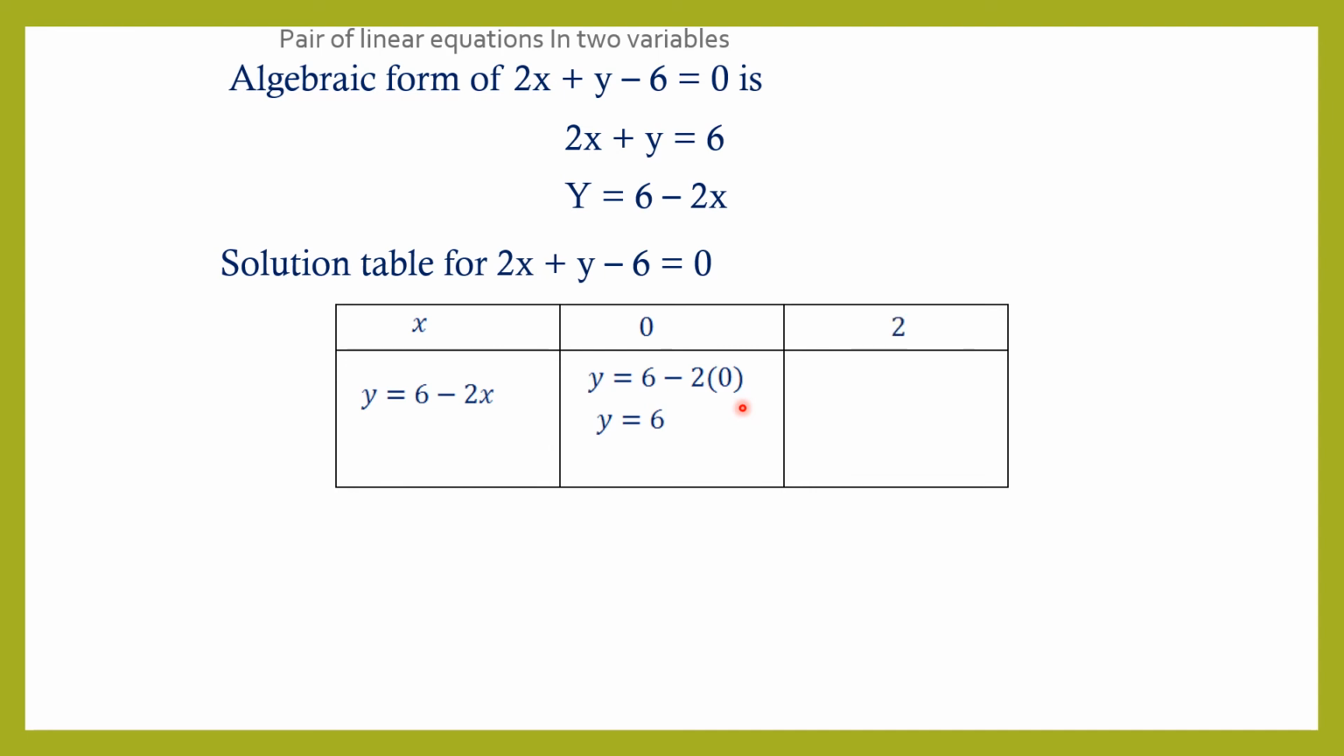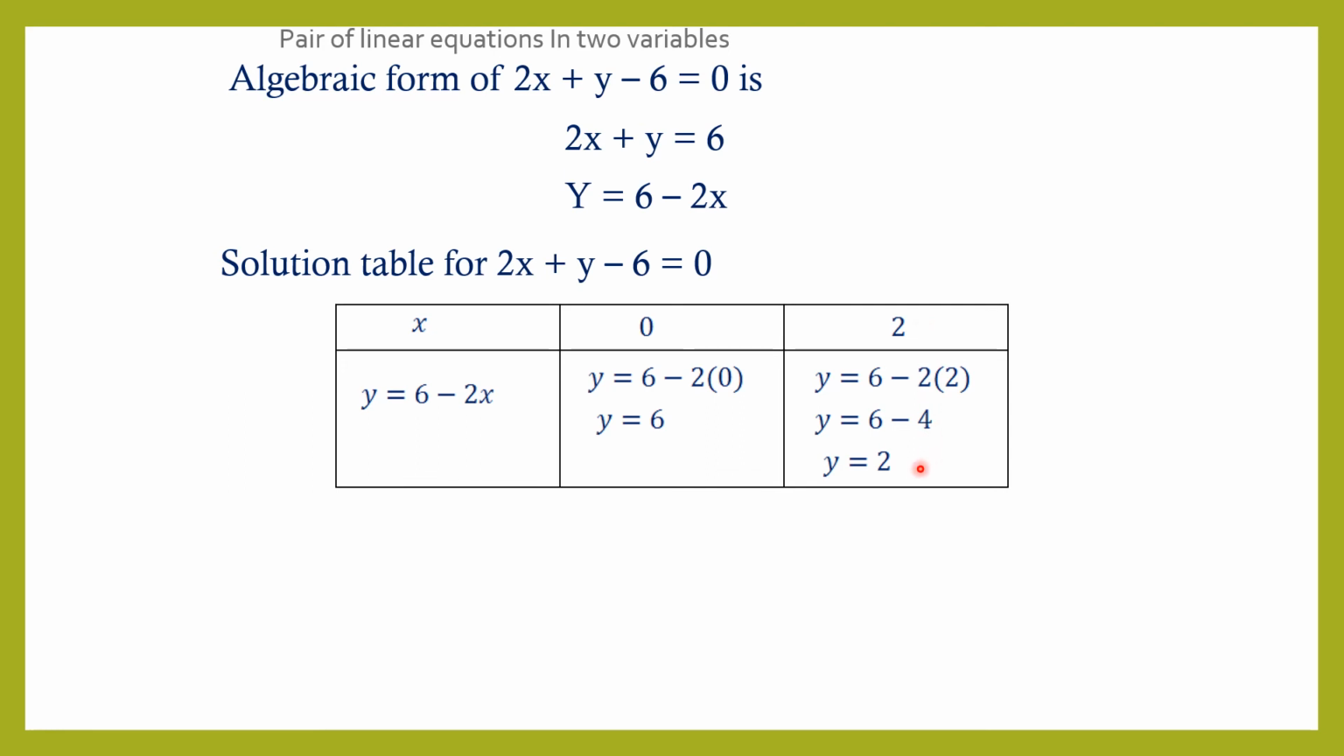Now another value, x equals 2. So what is the value of y? y equals 6 minus 2x, means 6 minus 2 into 2, which is 6 minus 4. So y equals 2. So what are the values of x and y? If x equals 0, y equals 6; if x equals 2, y equals 2.